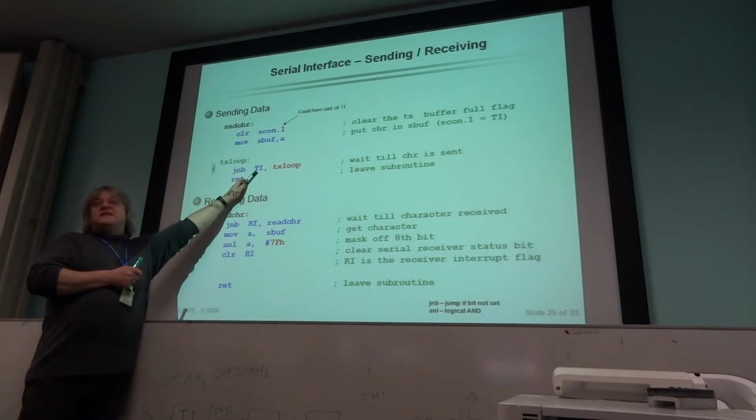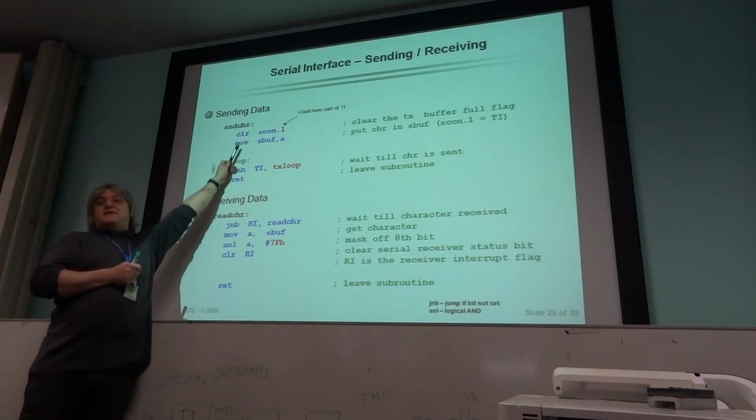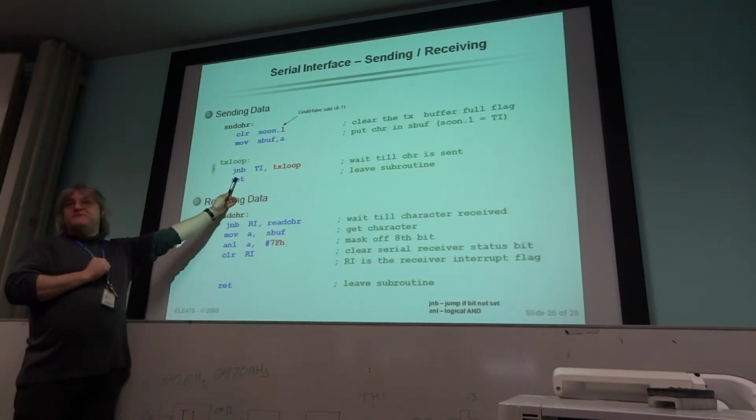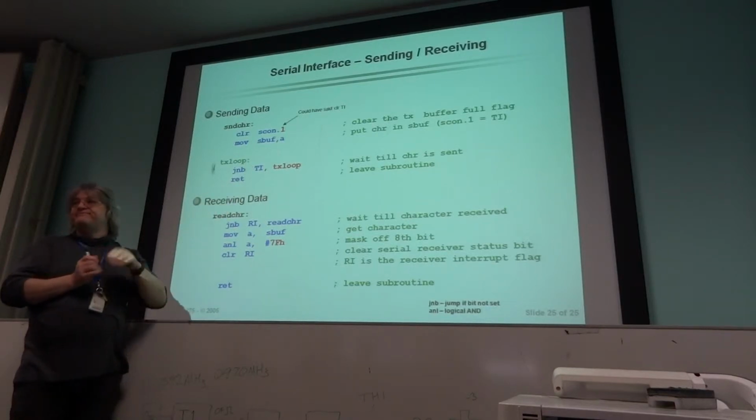So it keeps on testing that flag, which it cleared up here. When this flag goes high again, it knows that the data has been transmitted. And then we just leave this little subroutine, knowing that the data's been sent. Okay?